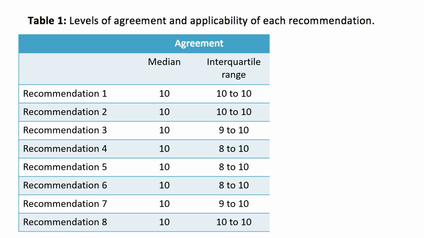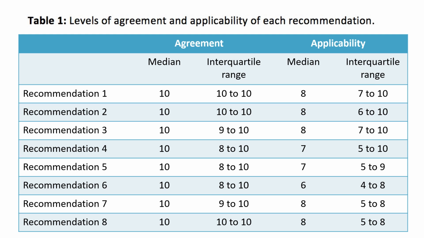We looked at median and interquartile range scores for whether health professionals agreed with the recommendations. The level of agreement was high across all recommendations with a median score of 10. However, the level of applicability was variable, generally lower compared to each corresponding agreement level. In particular, for recommendation 6, which states that the effectiveness of patient education should be evaluated, the lack of an effective evaluation tool was the biggest barrier to implementation.